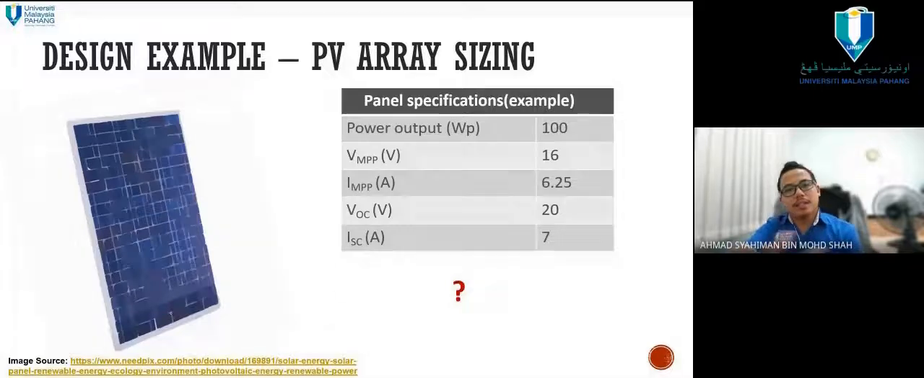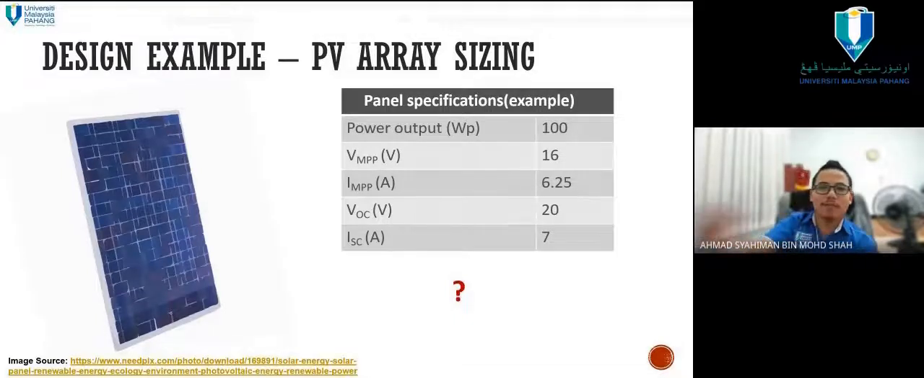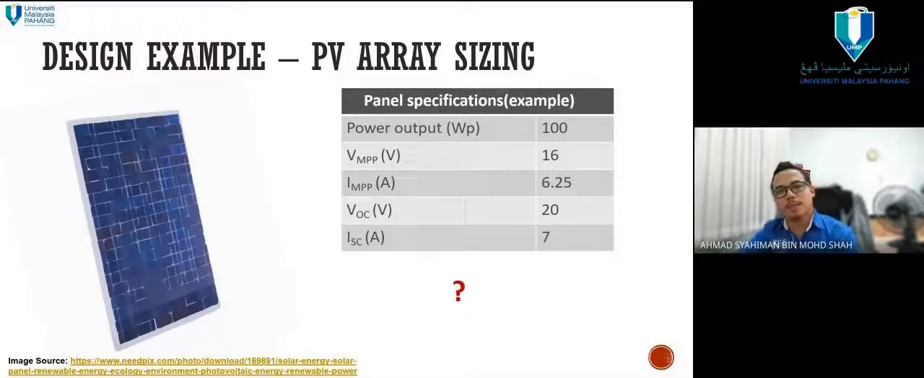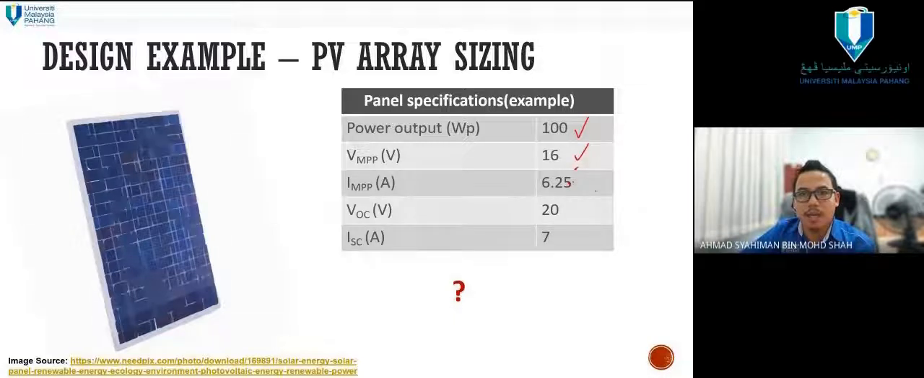For example, just take it from somewhere, but I put the citation there, which image I take. For example, they have the kind of panel specification. Maybe from here you can see this is polycrystalline. Okay, polycrystalline. And just an example of polycrystalline. Let's say we have the power output of 100, and then MPP 16, and we get the IMP is 6.25, and get the VOC of 20, and ISC is A.